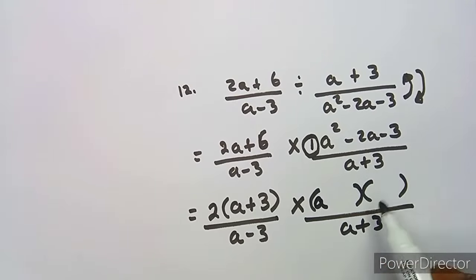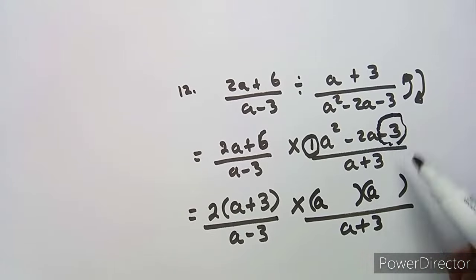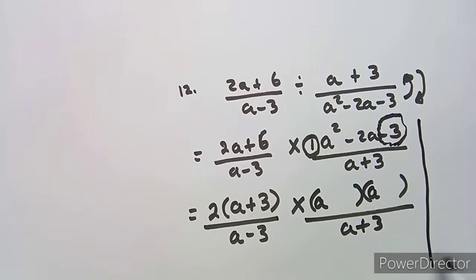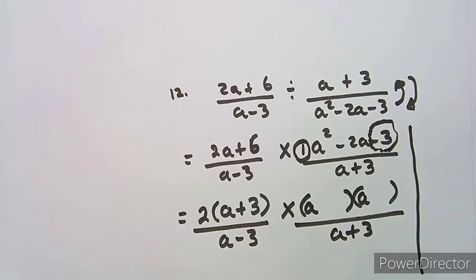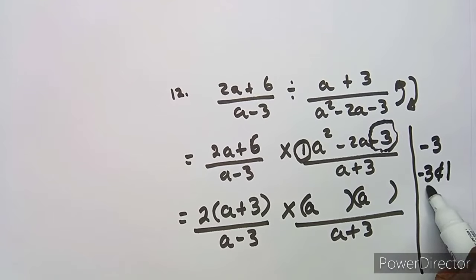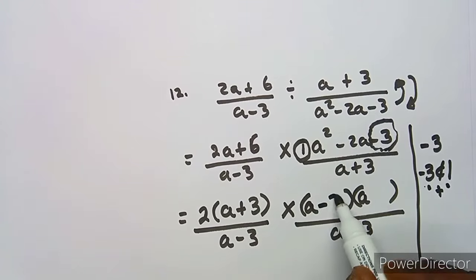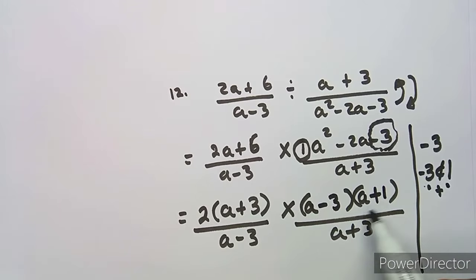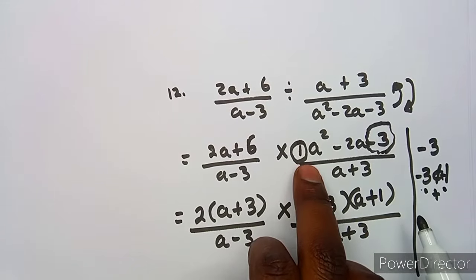So you just write a here, okay? Then you focus with this term, which is minus 3. What are the factors of minus 3 that when you add, they are going to give you minus 2? Factors of minus 3, we are talking of minus 3 and 1. Minus 3 times 1, that is minus 3. Minus 3 plus 1, that is minus 2. So you've got a minus 3, a plus 1. So you just write these numbers as they are in the bracket, because the coefficient of a squared is 1.